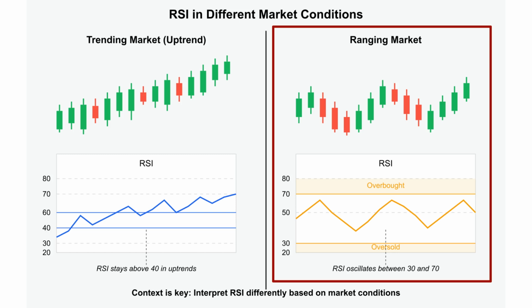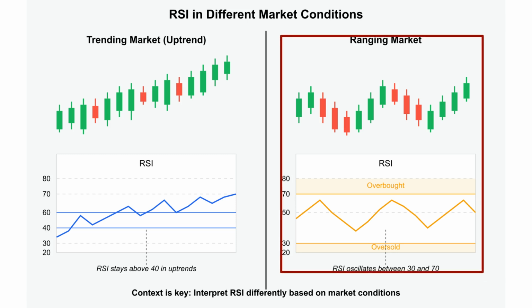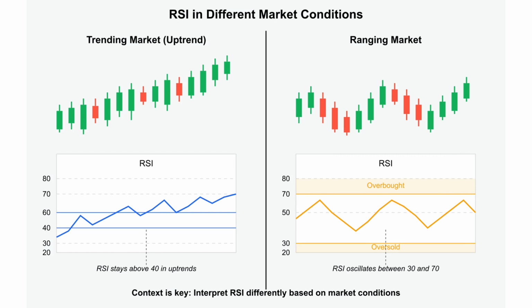When RSI approaches 70, the market is relatively overbought and prone to pullback. When it nears 30, the market is relatively oversold and may rebound. The same RSI reading can mean something very different in a trending market than in a range, which is why RSI should always be interpreted within the context of market conditions.